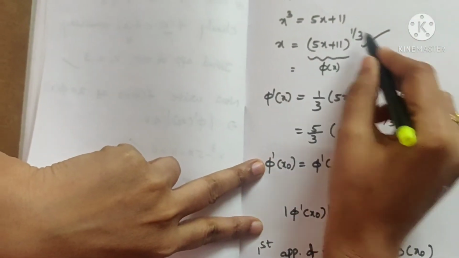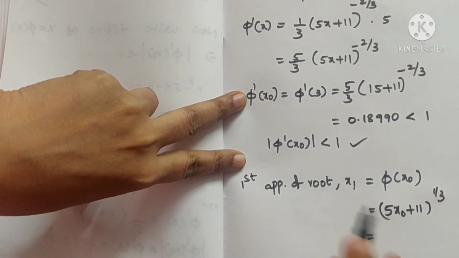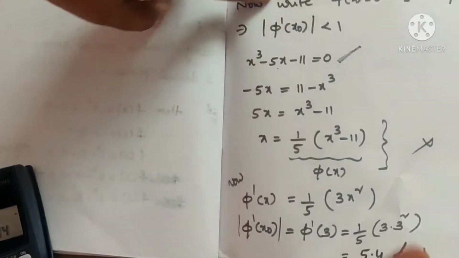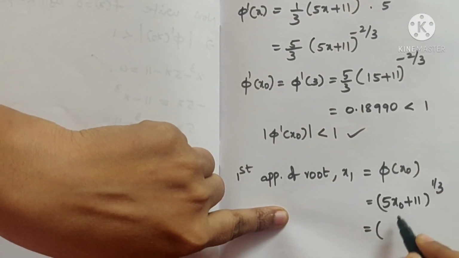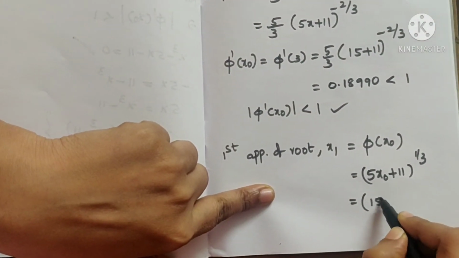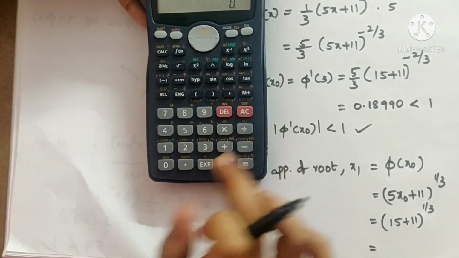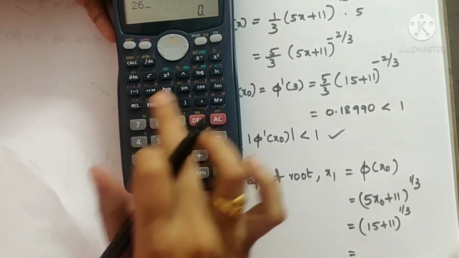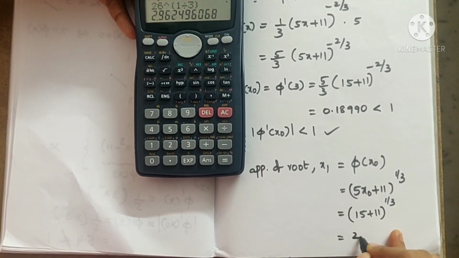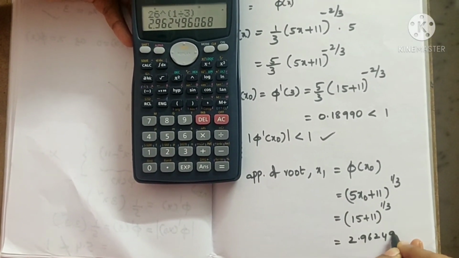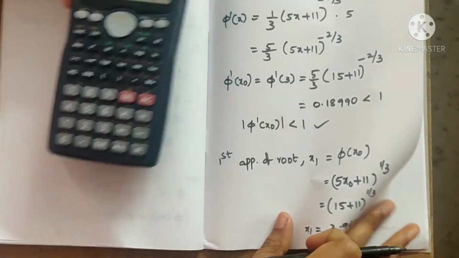And this is phi of x. Phi of x naught means in place of x, x naught. X naught means initial approximation. Already we observed the initial approximation is 3. So 5 into 3, 15 plus 11, whole power 1 by 3. Value is 26 power 1 by 3, 2.96249. Up to 5 places I used. This is x1, the first approximation of the root.